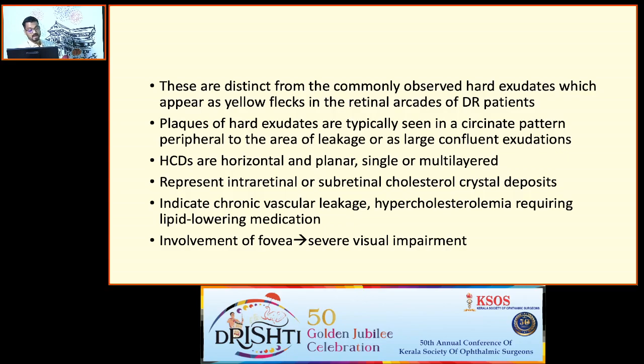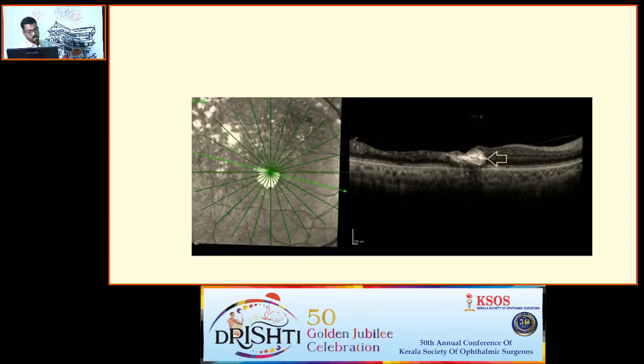These are horizontal and planar. They can be single or multi-layered. They represent intraretinal or subretinal cholesterol crystal deposits. It can indicate chronic vascular leakage, hypercholesterolemia, requiring lipid-lowering medication. Involvement of the fovea can cause severe visual impairment.